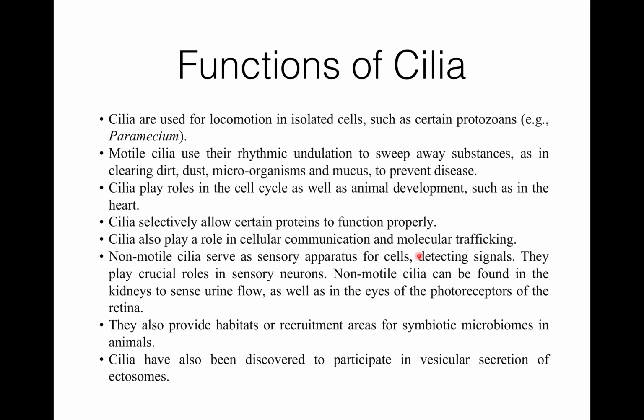Cilia of the oviduct move the ovum, cilia of the kidney nephron move nephric filtrate, cilia of the windpipe expel any dust or food particles, and cilia of larval forms help in their dispersal. Cilia provide habitat or recruitment area for symbiotic microbiomes in animals, and they have also been discovered to participate in vesicular secretion of ectosomes. So, there are many functions of cilia.